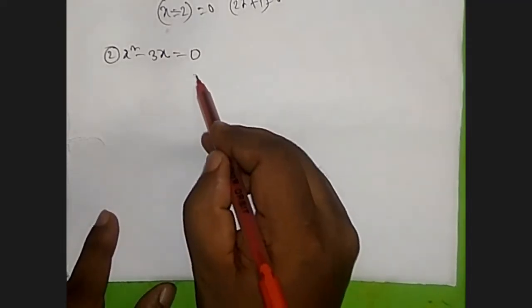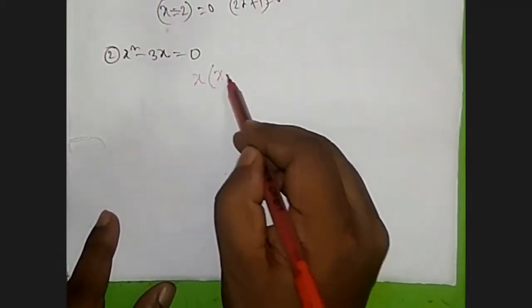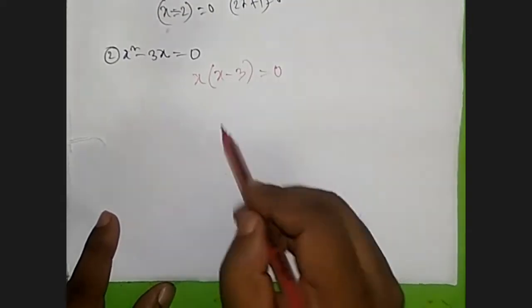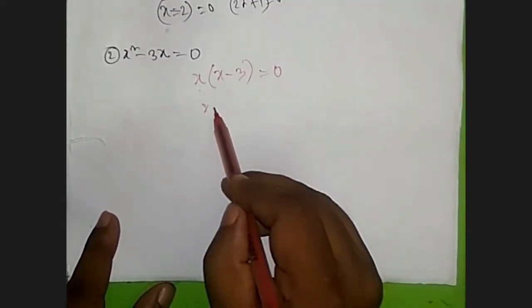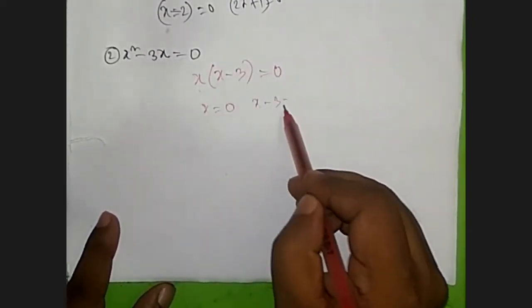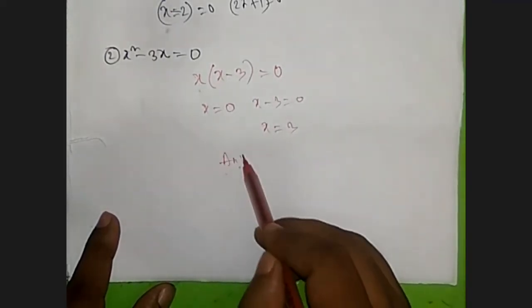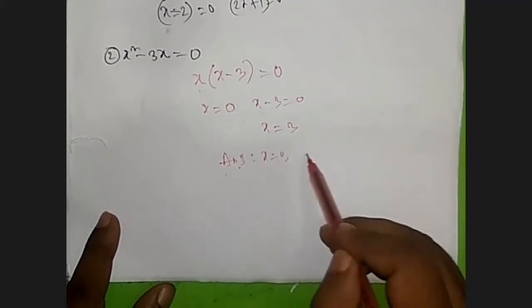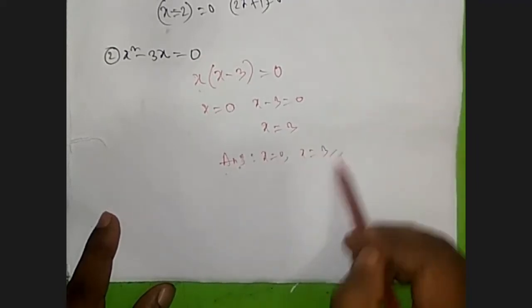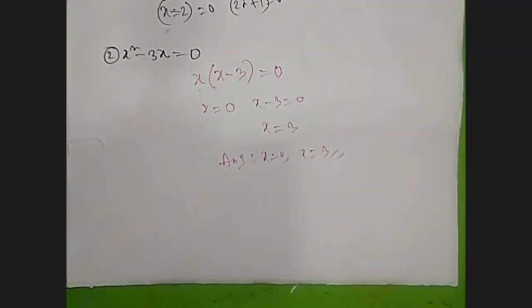Let us first take x as a common. So x(x minus 3) equals to 0. Just simply x equals to 0. Then x minus 3 equals to 0. So x equals to 3. That's done. So your answer is becoming now x equals to 0 and x equals to 3. So this is the solution of the quadratic equations. I think you can solve this quite easily. Now we have done our quadratic equations.